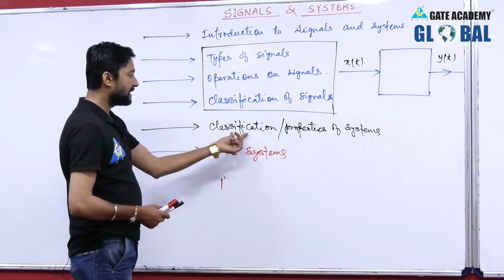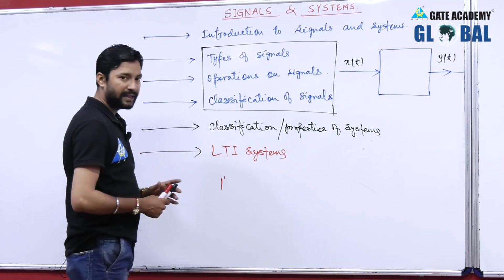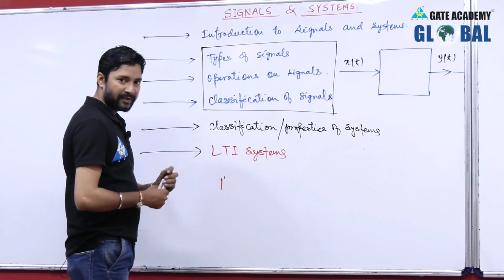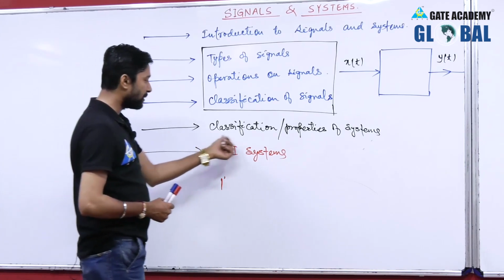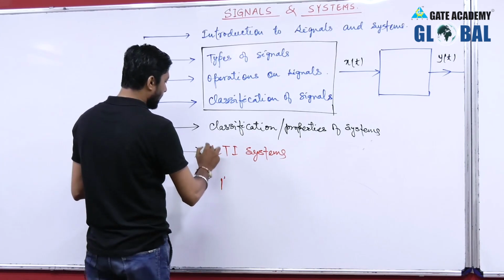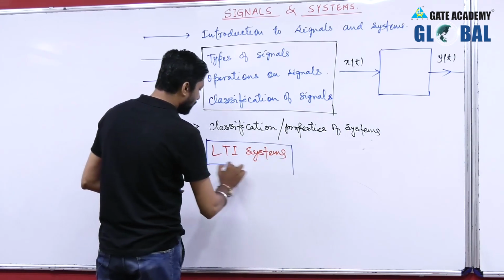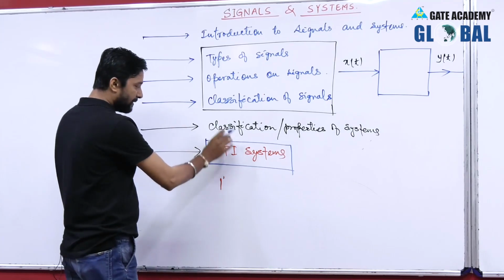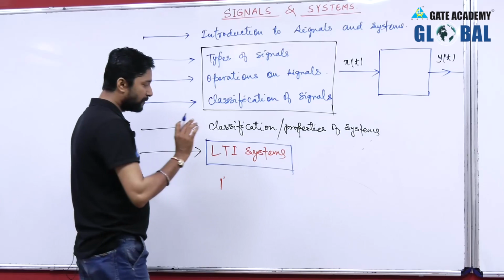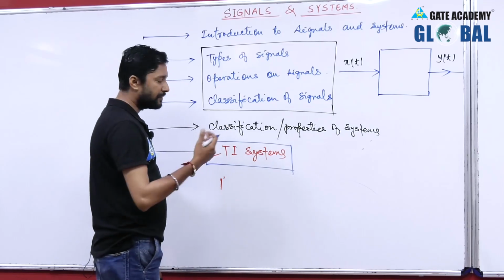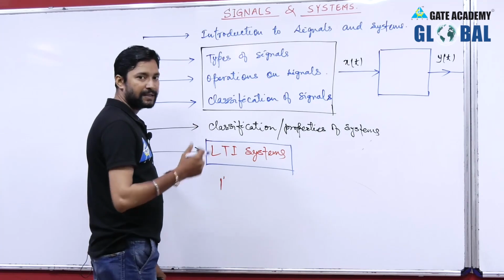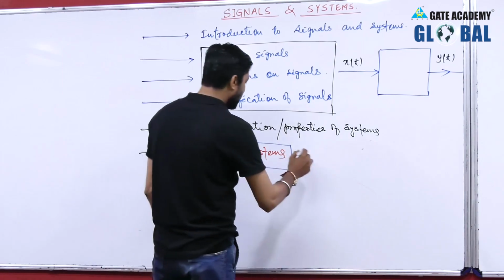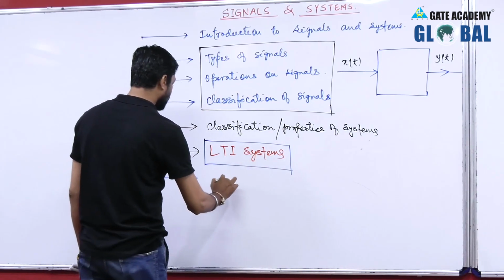In the basics of classification, we will see how we can say a particular system is causal or not, and how we can say that a particular system is stable or not. So, here we will be dealing particularly with LTI systems, and we will see the properties of LTI systems, and how we can find the output of an LTI system for any particular given input. This will be discussed in the topic of LTI systems: how we can say a particular LTI system is causal, when we will say a particular LTI system is stable, when we will say a particular LTI system is static, and to find the output of any LTI system, we will be dealing here with convolution.